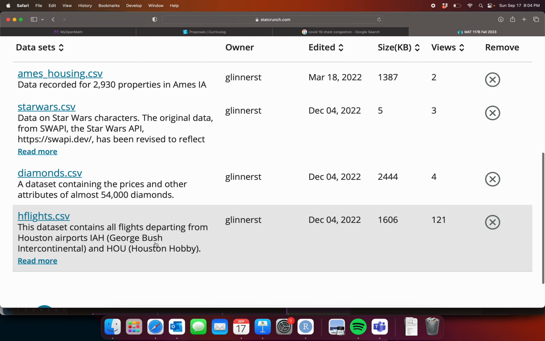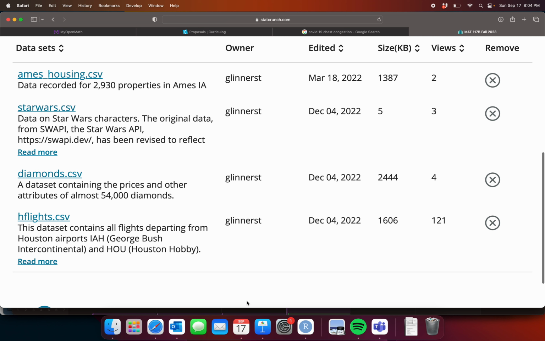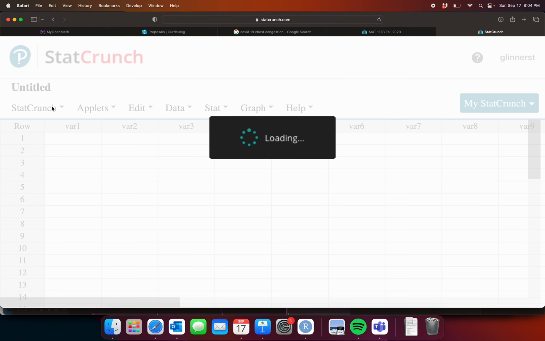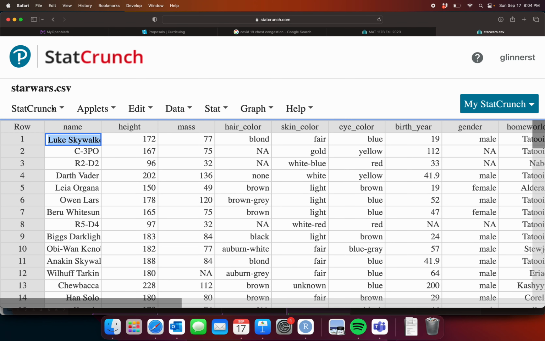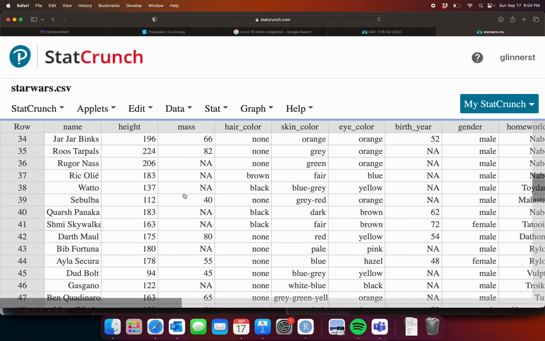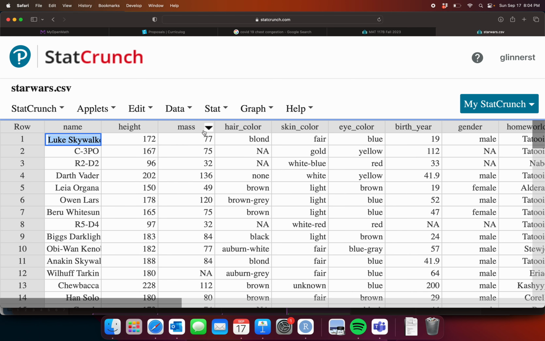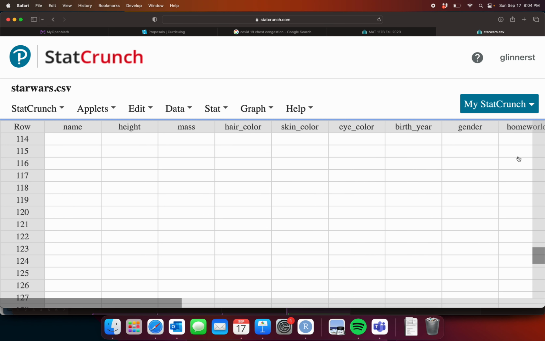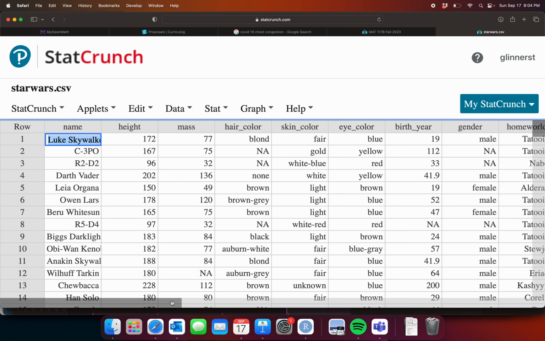When you join this group, you'll see some data sets. I've uploaded 4 data sets to start with up here, and they are large data sets that we can do various things with. Let's start by looking at the Star Wars data set. The Star Wars data set has a bunch of things in here: names of the character, the height, the mass, the hair color, skin color, eye color, birth year, gender, home world, and species.